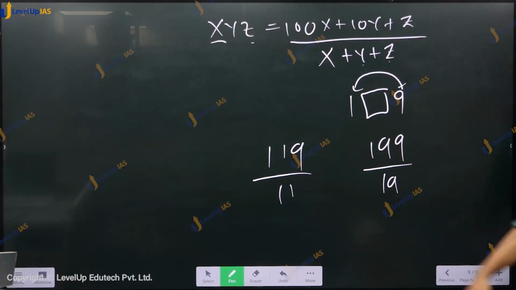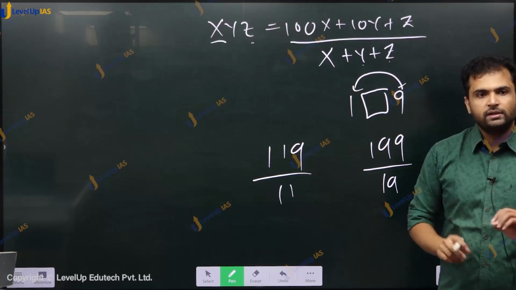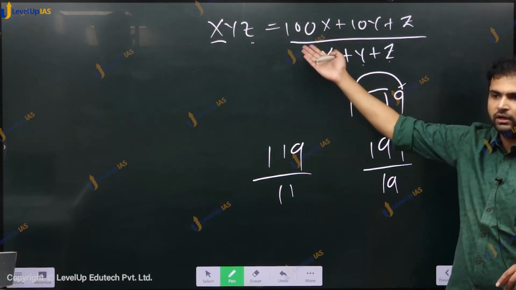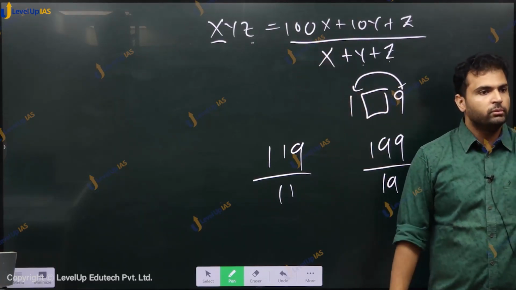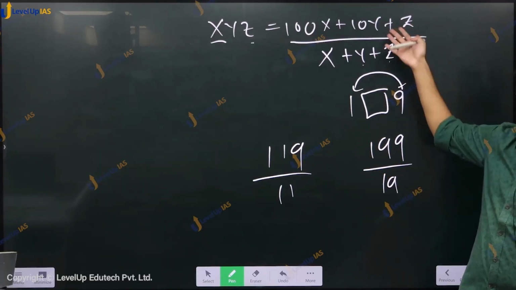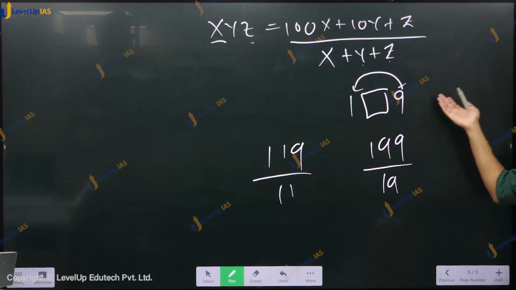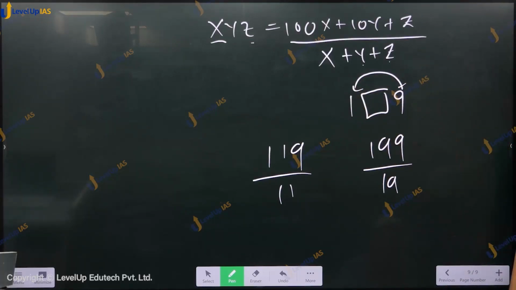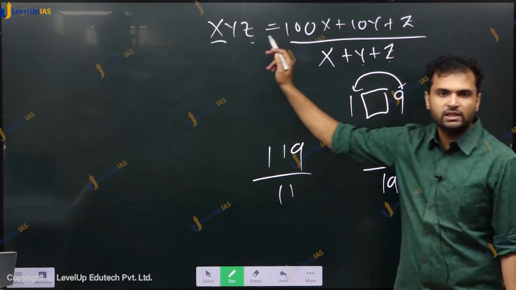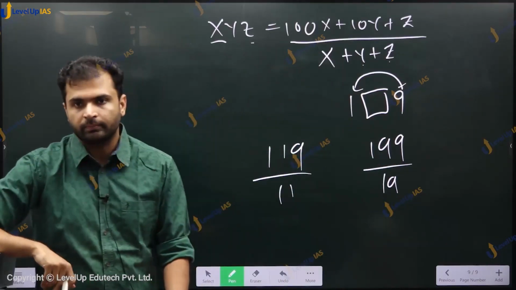Important thing to note was that x, you can easily infer that x has to be 1 because it appears with 100 and otherwise it will increase the value of the numerator to a very, very large extent. And z, because it appears as the same value in both numerator and denominator, we try to make it as large as possible. That is the only explanation. X equal to 1 समझ गए? Question समझ गए?